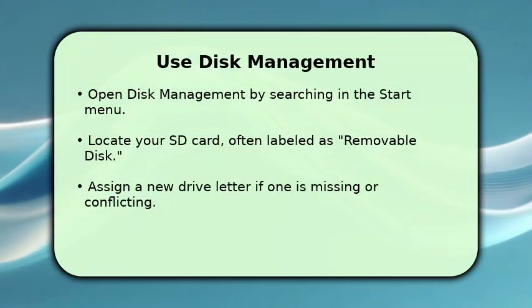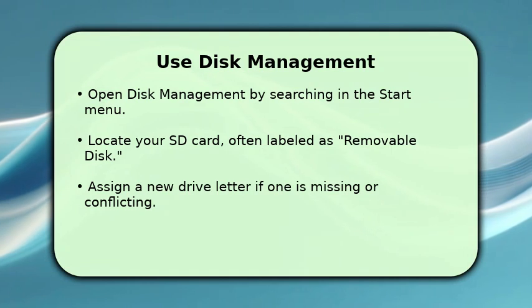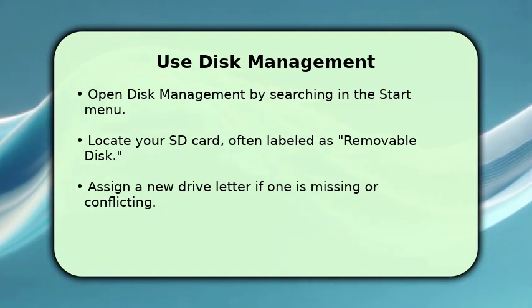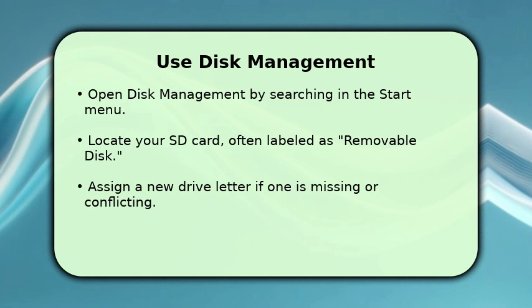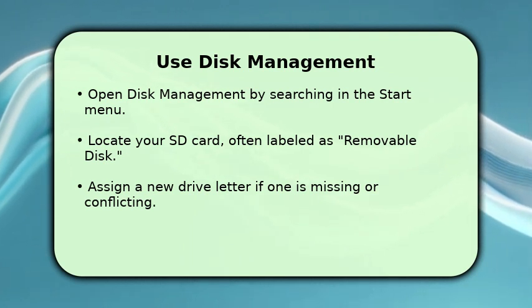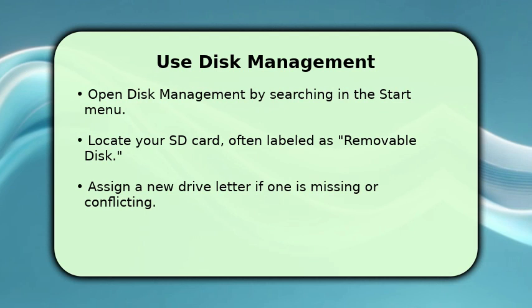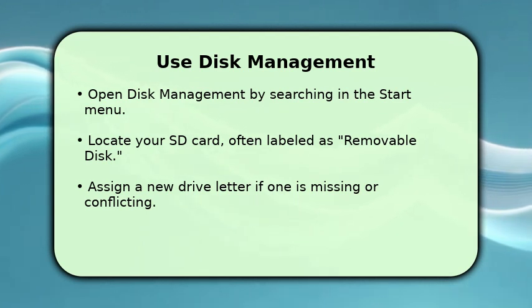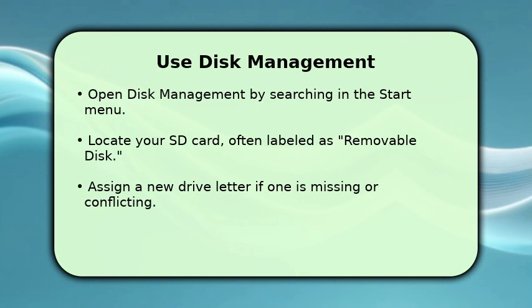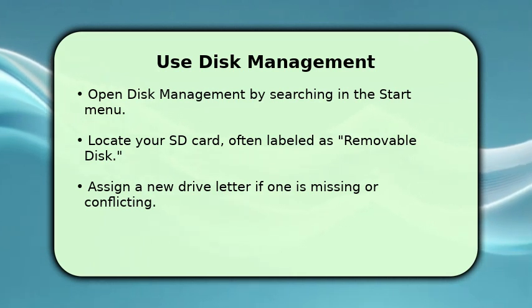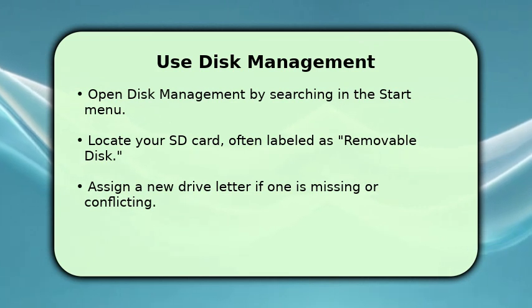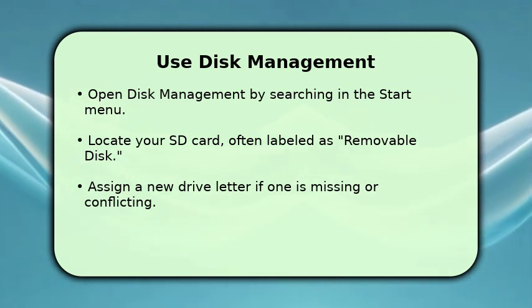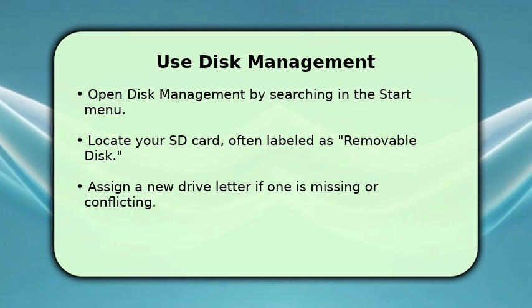Next, we'll use Windows Disk Management, a powerful built-in tool. To access it, simply search for Disk Management in your Start menu. Once open, look for your SD card. It might appear as a removable disk or have a specific size you recognize. If the card is visible but lacks a drive letter, right-click and assign one to make it accessible. Also, observe its status. If it shows as RAW or unallocated, further steps might be needed. But assigning a letter is a great first step.